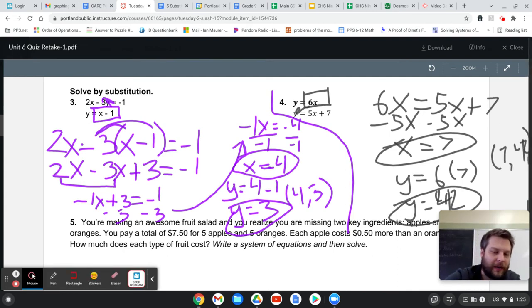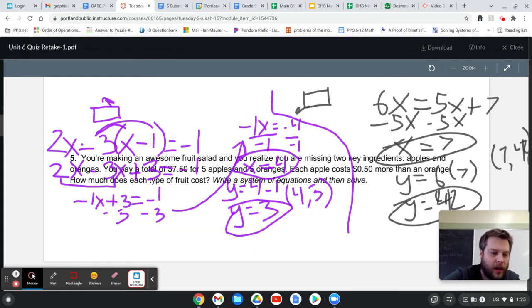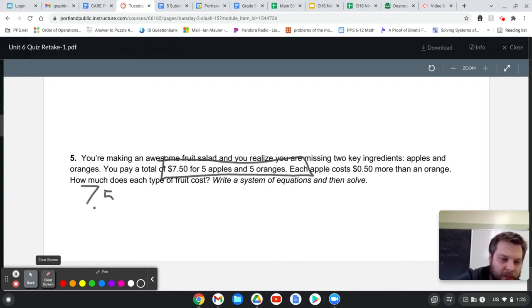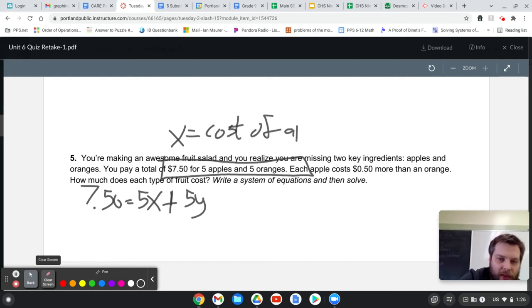Moving on to the word problem, where you have apples and oranges, and each sentence basically tells you an equation. 750 is 5 apples and 5 oranges. So 750 is 5x plus 5y. Make sure you tell me that x stands for the cost of an apple and that y stands for the cost of an orange.